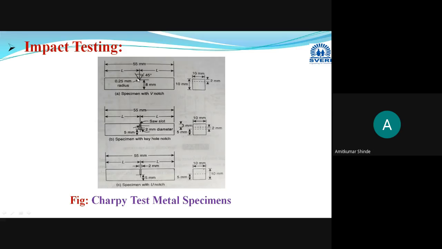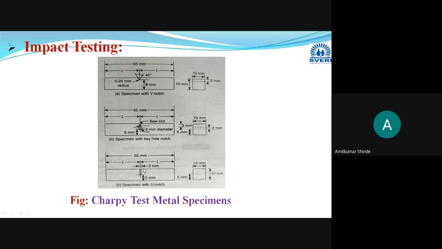Okay, this is the V-shaped notch, and its depth is 2 millimeter. Up to 2 millimeter depth, that V-shaped notch is prepared. So this is the specimen with a V notch. Then you can use a keyhole notch also. The keyhole notch will be approximately 5 millimeter in depth, and it has a hole of 2 millimeter diameter. Then this is a specimen with keyhole notch. And the third is the specimen with U-shaped notch.